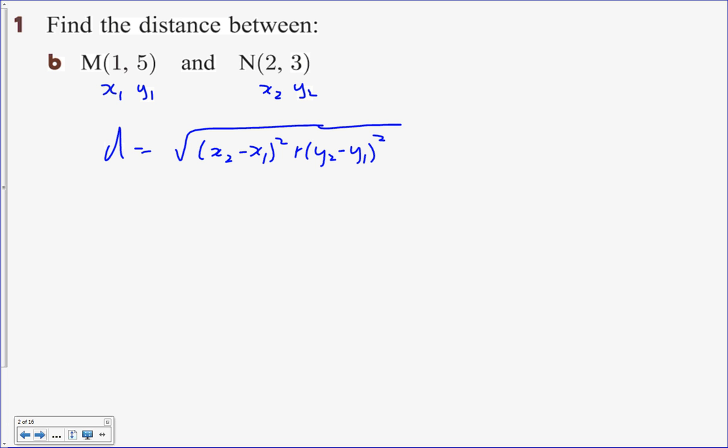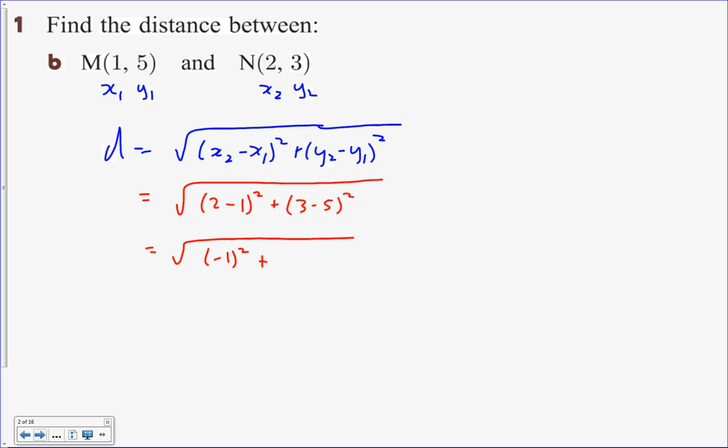I'm going to substitute in. So we're going to do our find it. So it's going to be x2, so it's going to be 2 take 1 squared plus 3 take 5 squared. So continue our find it section. So 2 take 1, it's going to be negative 1 squared plus 3 take 5 is going to be negative 2 squared. So the answer here is going to be 1 plus 4, so equals square root 5 units. But don't forget the units at the end, that is our fix-it section.